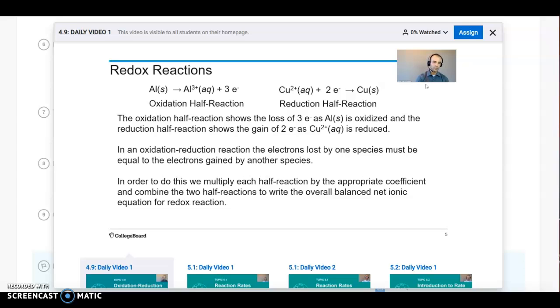Here I can see that 3 electrons were lost in the oxidation half reaction and 2 electrons were gained in the copper reduction half reaction. So I'm going to multiply those half reactions by the appropriate coefficients and then combine them into one balanced net ionic equation. I see that my electrons lost and gained are equal to one another, and those can cancel out. And there's my balanced redox reaction.